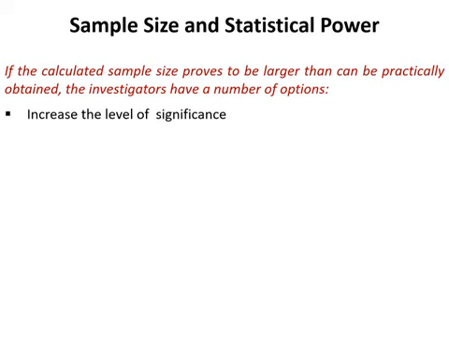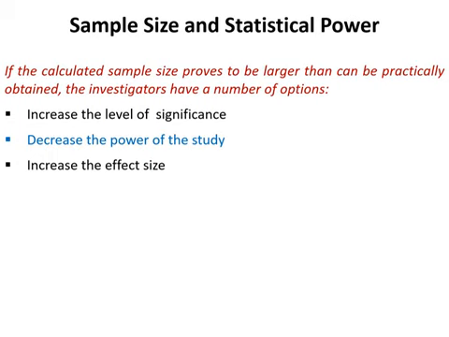The first option is to increase the level of significance, or to increase type 1 error. The second is to decrease the power of the study, or increase type 2 error. Third is to increase the effect size, as I told you before, making the difference between the two compared groups greater. This will be easier to find so that the sample size will become smaller.